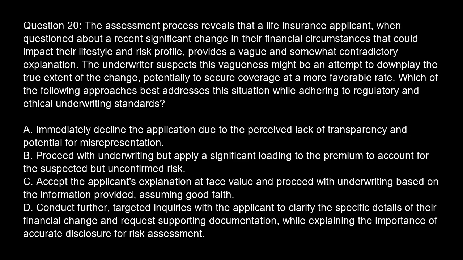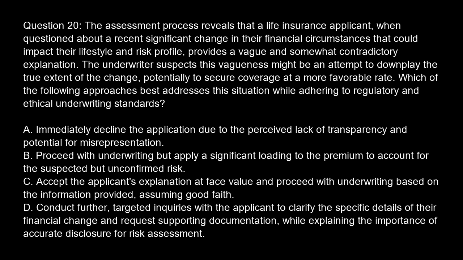Question 20. The assessment process reveals that a life insurance applicant, when questioned about a recent significant change in their financial circumstances that could impact their lifestyle and risk profile, provides a vague and somewhat contradictory explanation. The underwriter suspects this vagueness might be an attempt to downplay the true extent of the change, potentially to secure coverage at a more favorable rate. Which of the following approaches best addresses this situation while adhering to regulatory and ethical underwriting standards?